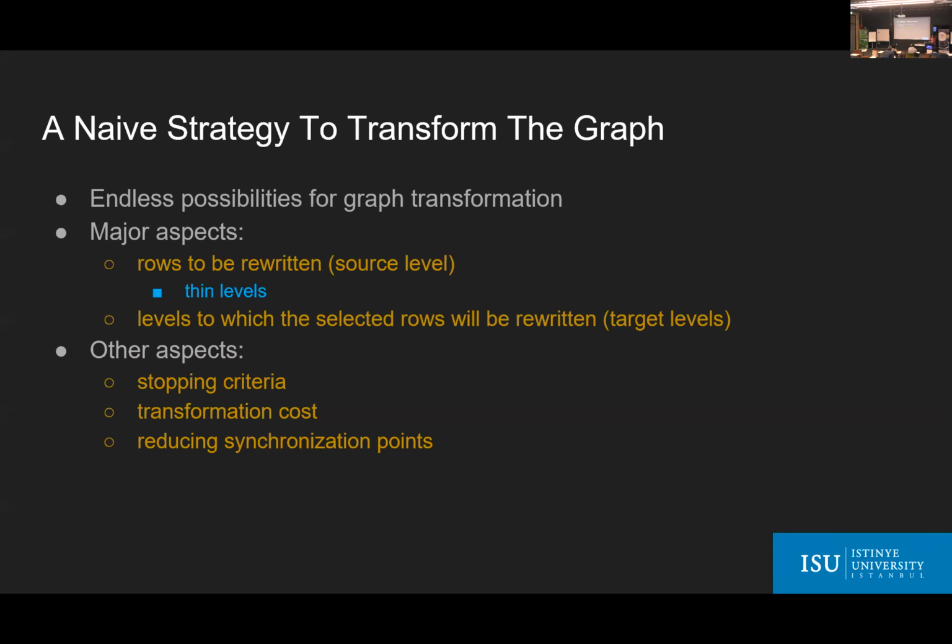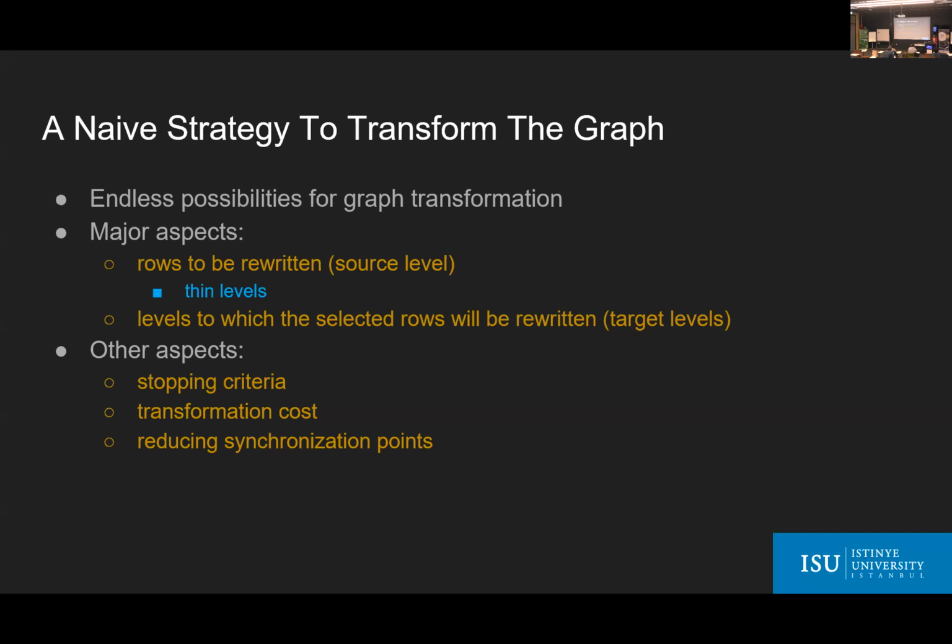So, of course, there are endless possibilities when we think about graph transformation, especially if the number of rows to be rewritten to other levels increases; these possibilities grow exponentially. There are two major aspects for graph transformation using the rewriting method: rows to be rewritten, the source levels, and levels to which the selected rows will be written, the target levels. Of course, there are other aspects to be taken into consideration. First one is the stopping criteria. Technically, you can rewrite all of your rows to level 1, but it's impractical and meaningless. So you need a good stopping criteria.